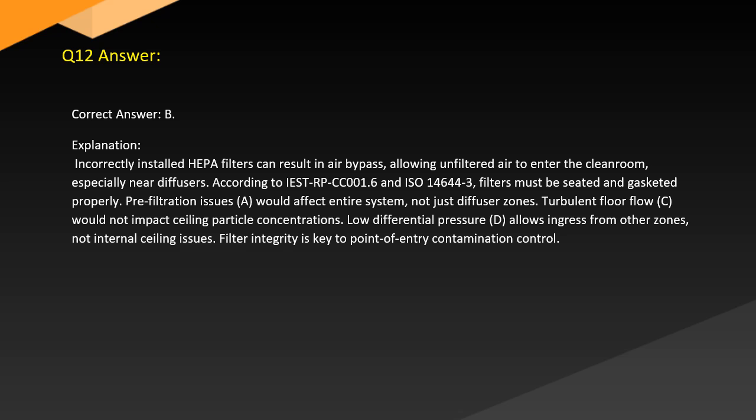Prefiltration issues (A) would affect the entire system, not just diffuser zones. Turbulent floor flow (C) would not impact ceiling particle concentrations. Differential pressure (D) allows ingress from other zones, not internal ceiling issues. Filter integrity is key to point-of-entry contamination control.